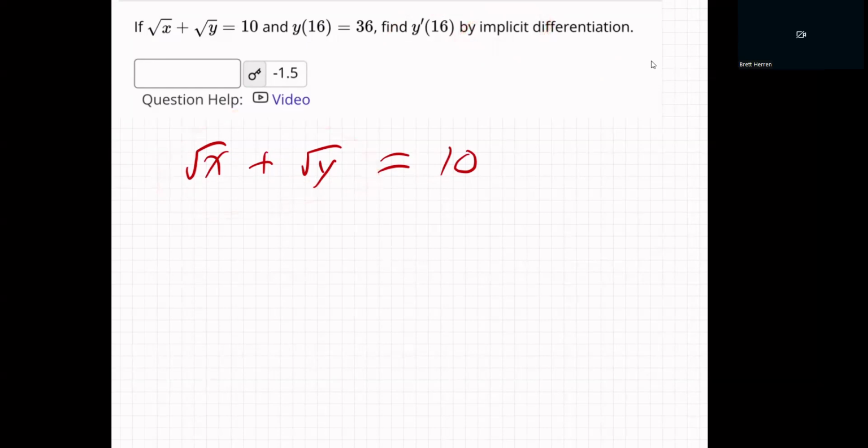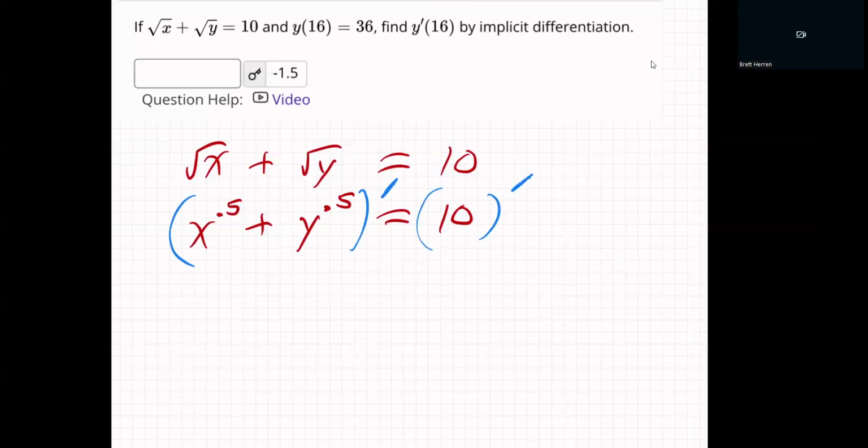Well, the first thing I would do is a rewrite. I would make this to the 0.5 or half. I know some people like decimals better, so I'll just do decimals. 0.5, half, right? Square root of anything is a half power. Okay, do that first. Now, take the derivative of both sides. The same thing to both sides.